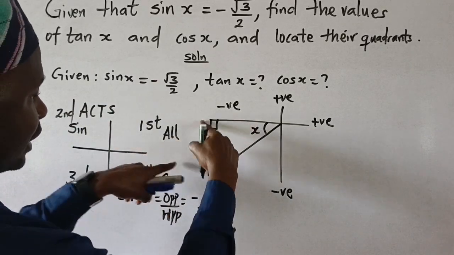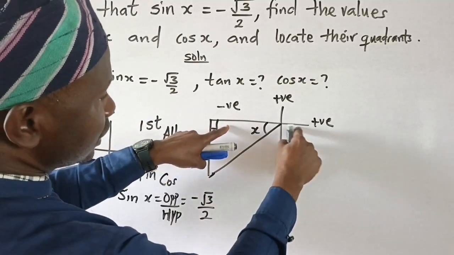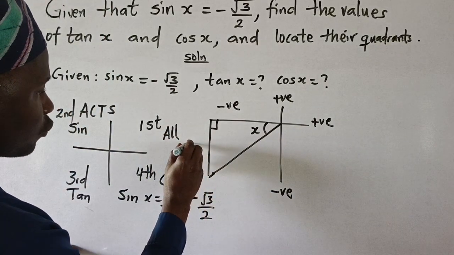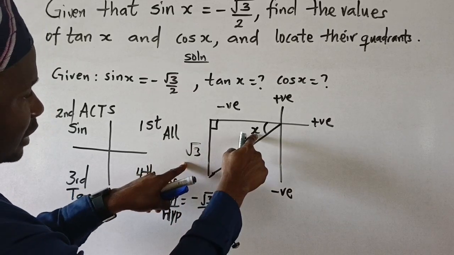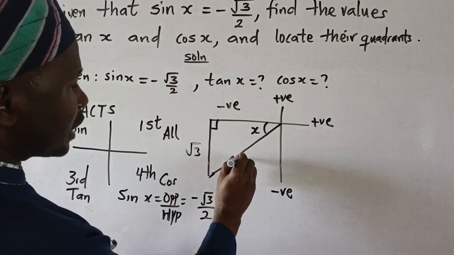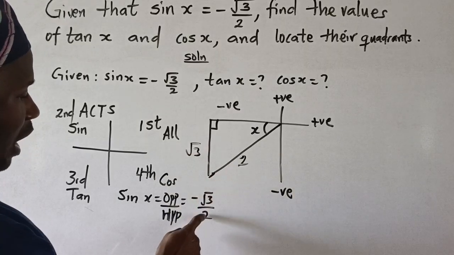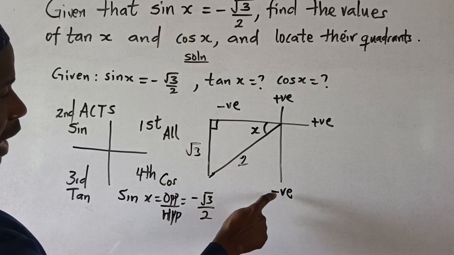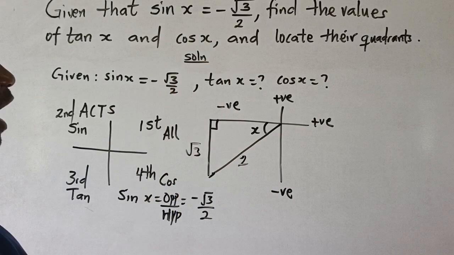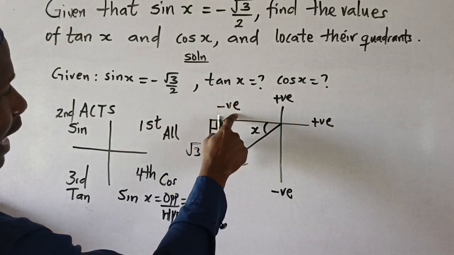Since this side is negative, that is along the vertical axis and below the horizontal line, we have negative values there. So here we are going to place root 3, that is opposite, since angle x is facing here. The negative sign indicates the direction, so there is no need to place the negative sign here. Then here we have 2, which is the hypotenuse. So opposite over hypotenuse, we have sine of angle x. To determine tan x and cos x, we need to determine the adjacent.